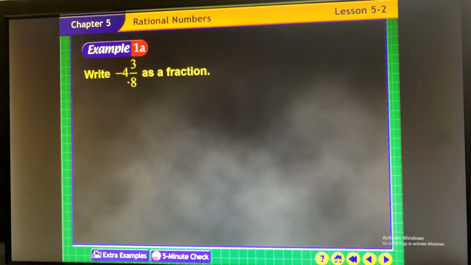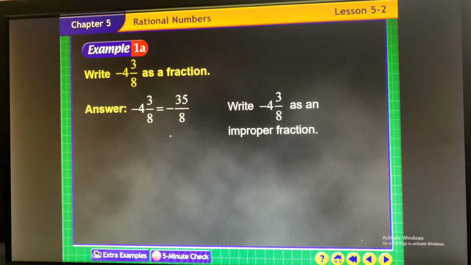There are only two kinds of fractions. There's proper and improper. So you're going to take this, multiply 8 times 4, and then add 3. Hopefully you remember that from elementary school. The negative sign just gets to pop over. So again, it's denominator times the whole number plus the numerator gives you your new numerator, and then the denominator stays the same. Again, with that negative sign, I really don't like it there.